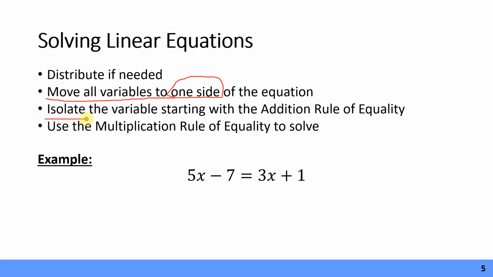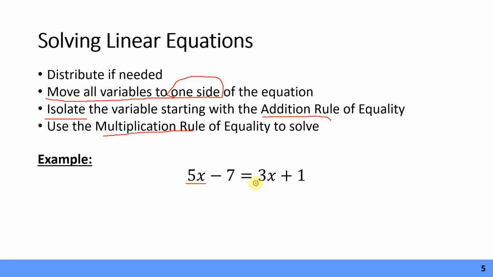You're going to have to isolate your variable. Isolate means you're going to have to leave your variable by itself. And then you could use the multiplication rule of equality. You could use the addition. We always use the addition one first. So always get rid of all the numbers and then we divide whatever numbers in front of the variable at the very end. So here we have an example, right? So let's go ahead and just follow the flow. So first we have to distribute, but there's no parentheses, so we skip that step. Second thing we do is we have to make sure the variable is on one side.